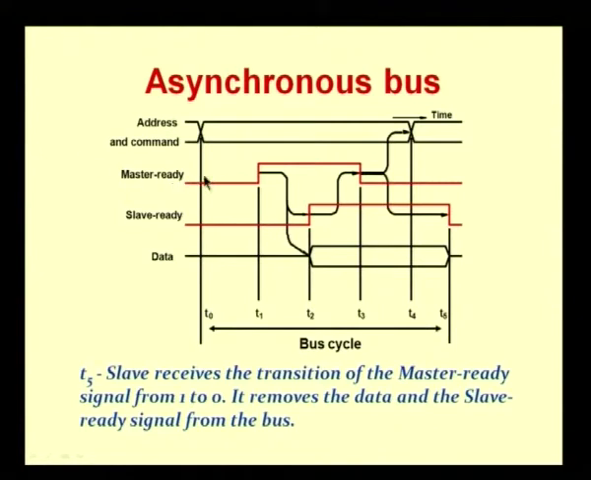Both this master ready and slave ready are the two signals which are used to determine when data is available on the bus, when data can be taken in, when the address is available on the bus, when the address can be decoded, and when the data is available on the bus and can be taken in. All these things are identified by means of these two signals, master ready and slave ready. So, when the master ready goes up, it indicates something, and when the master ready goes down, it indicates something.